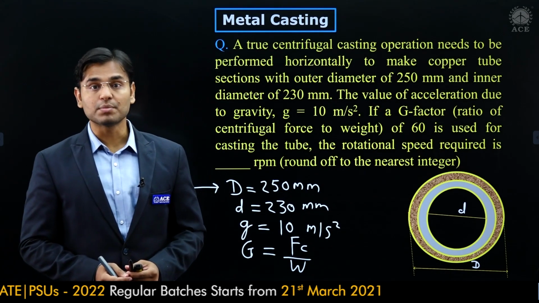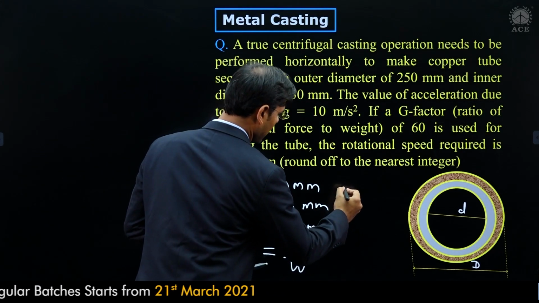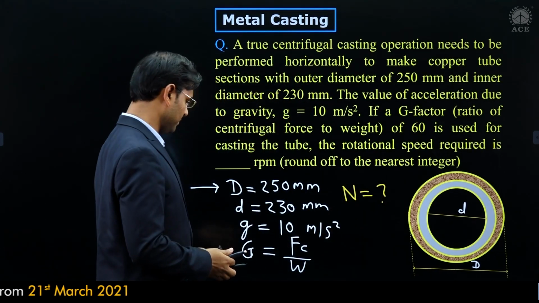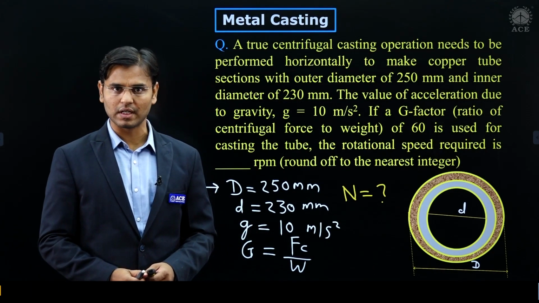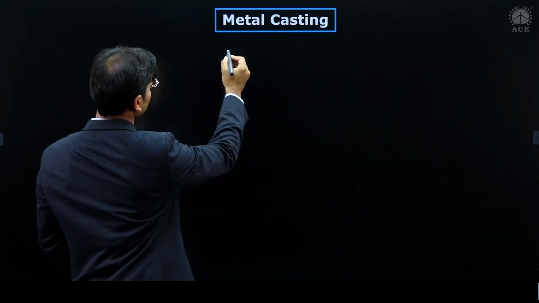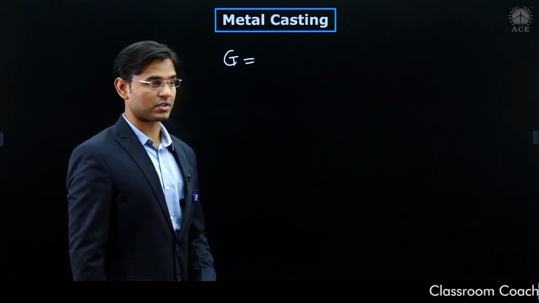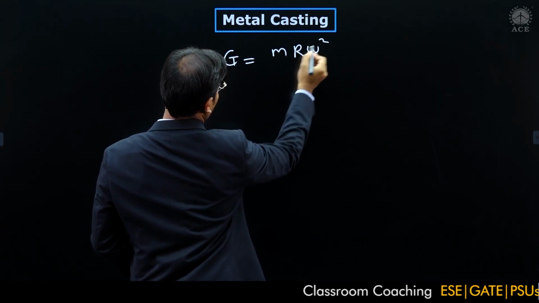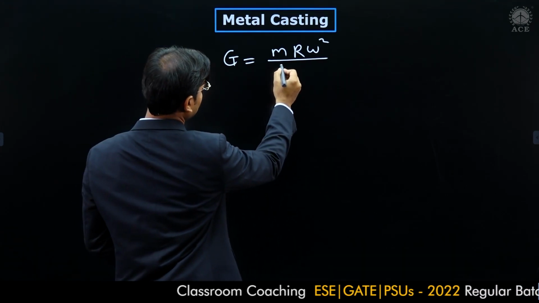The rotational speed required is RPM. We have to calculate the value of capital N. Rotational speed required. Very easy problem. And what is important in this problem? The G is given and the formula of G is also given. Now let us put the formula for G. I am writing G is equal to, what is the formula? Centrifugal force, I am writing here m R omega square, divided by weight. Weight means force. I am writing here mass into acceleration.